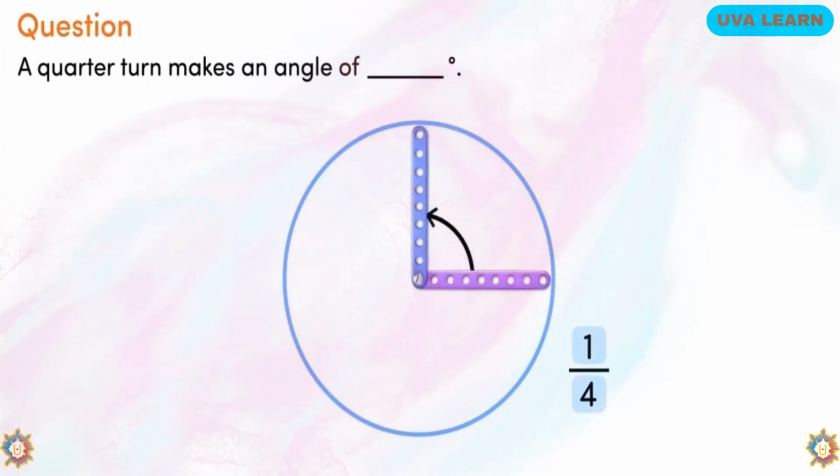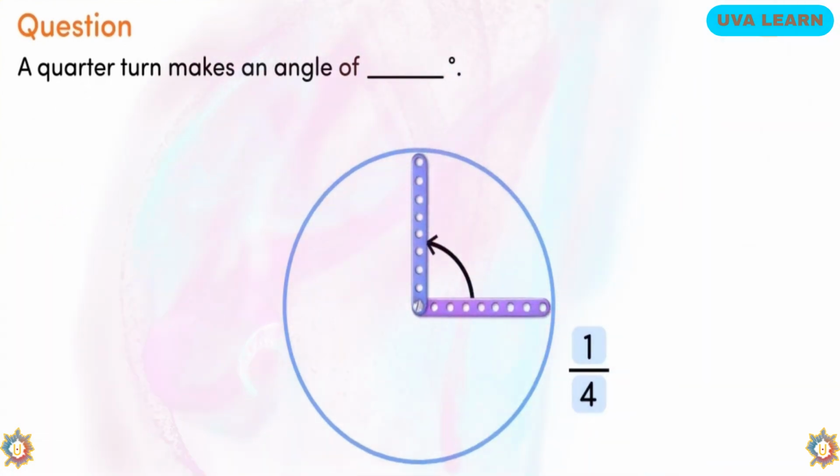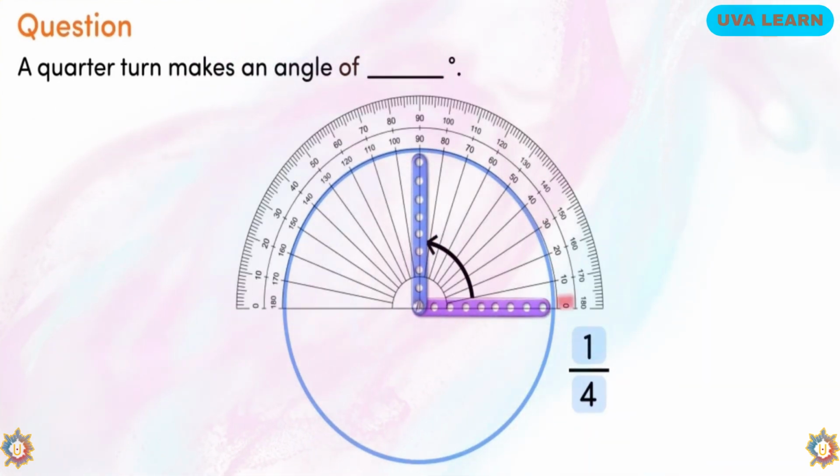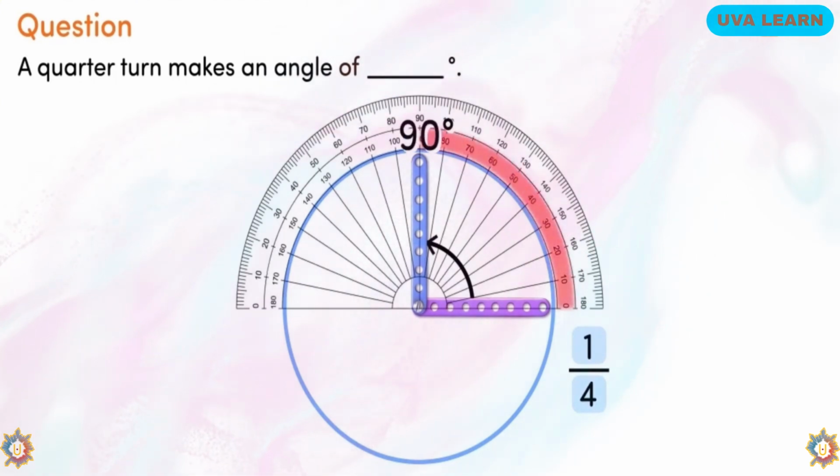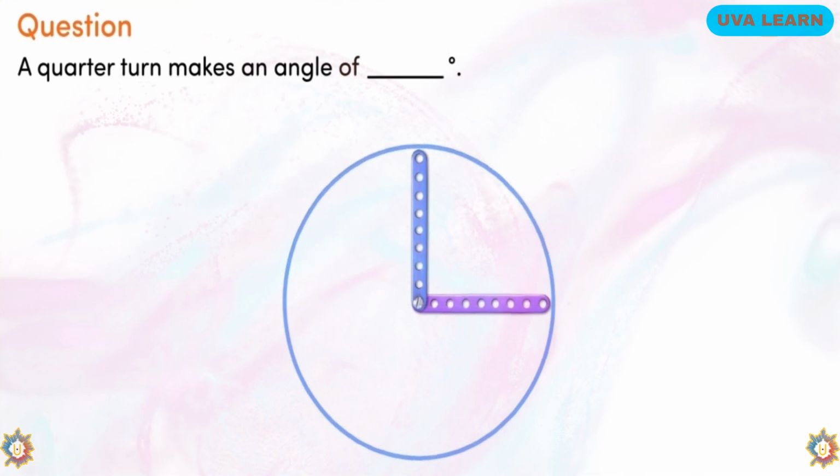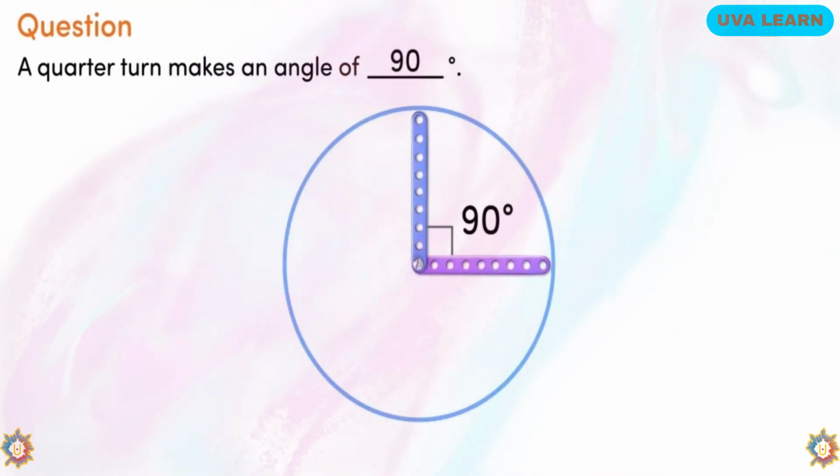What do you think can help us to measure an angle? Correct, a protractor. Let's use a protractor to measure the angle. It is 90 degrees. So, a quarter turn makes an angle of 90 degrees. Well done. Let's move to the next level.